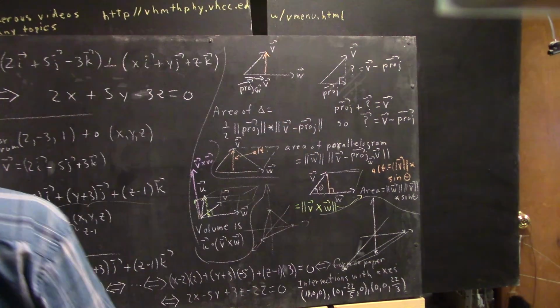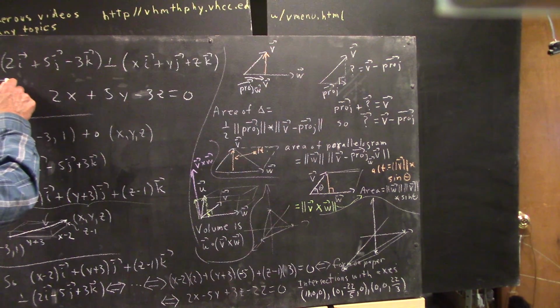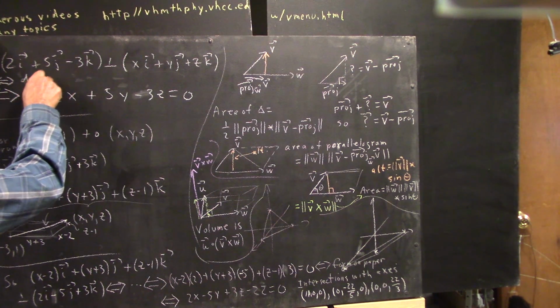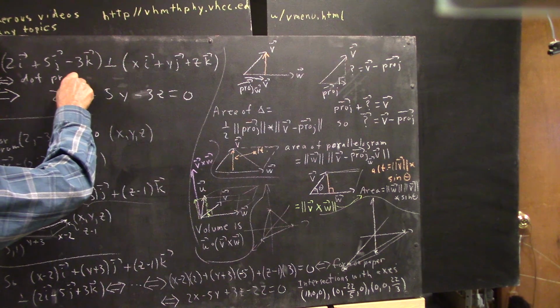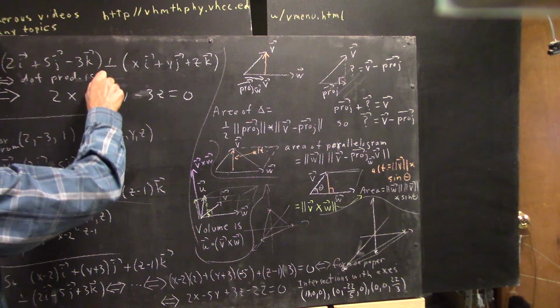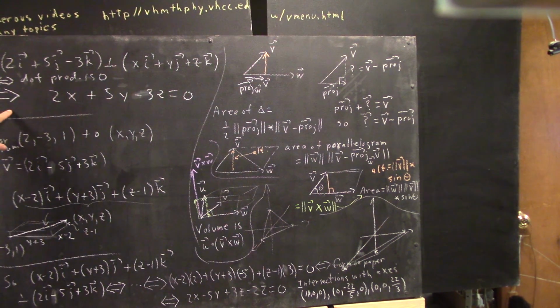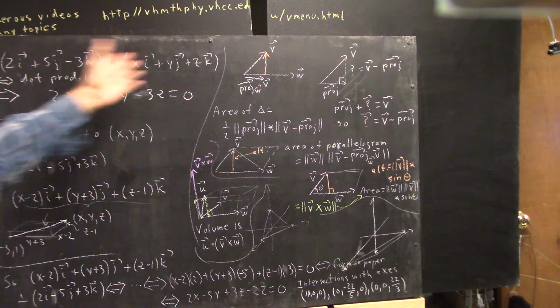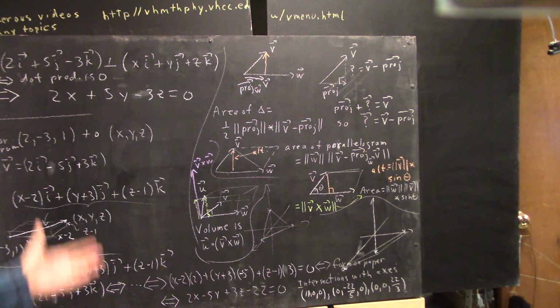we could put an intermediate step here. This is true if and only if the dot product is 0, which is true if and only if, well, write out the dot product and set it equal to 0. That's it.